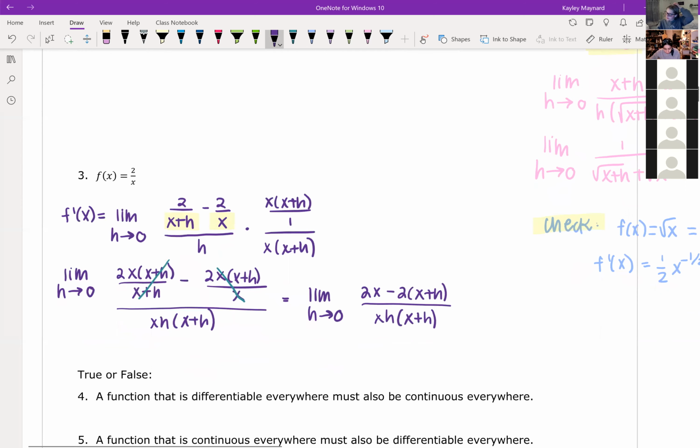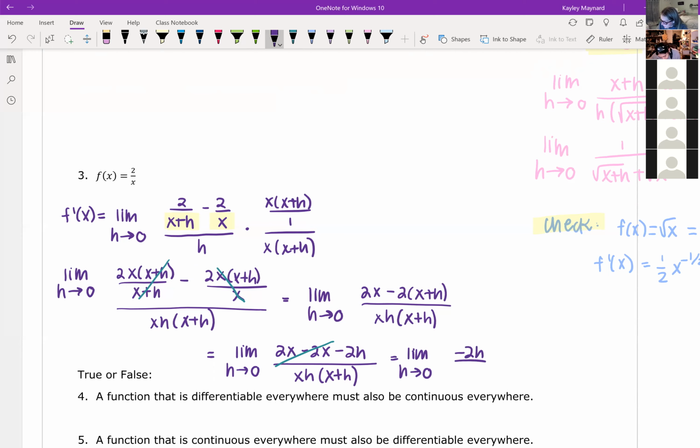Okay, so let's do a little bit of simplifying in the numerator here. So this is equal to the limit as h approaches 0 of 2x minus 2x minus 2h, over xh times x plus h. Well, my 2x minus 2x goes away. And then this becomes the limit as h approaches 0 of negative 2h over xh times x plus h.